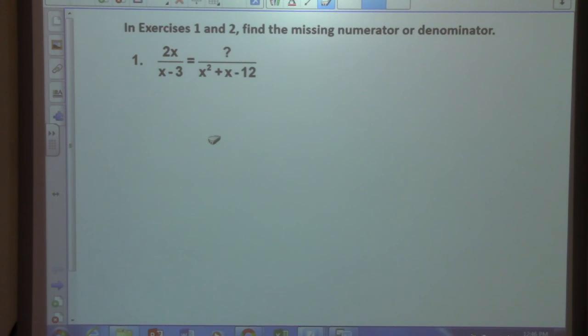We're going to be starting on section 2.7 today, which is preliminary to solving rational equations. And so these exercises 1 and 2, find the missing numerator or denominator. So is there anyone who can help me with this, or do I need to call on somebody, or what do you want to do? You cross multiply, then divide. So Kayla says you can go ahead and cross multiply this like this. Is that what you're saying?